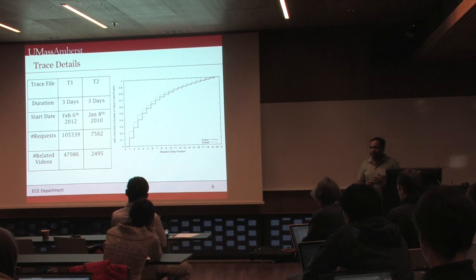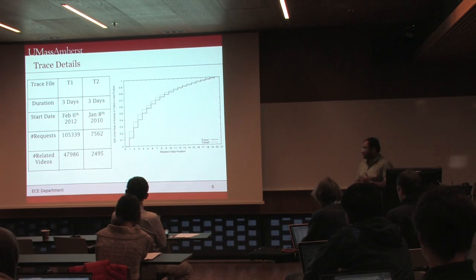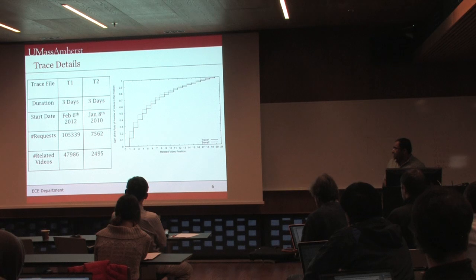48K of them are related videos, which makes up 46% of the requests. We also used an old trace from 2010, which is the MMSys 2011 trace, which has 7,500 videos, taken on Jan 8th. The smaller number of requests is due to fewer people on the campus, because it was winter break. The number of related videos at that point was 2,500, which makes up 35% of the requests. As you can see, there is a 10% boost in related video requests.